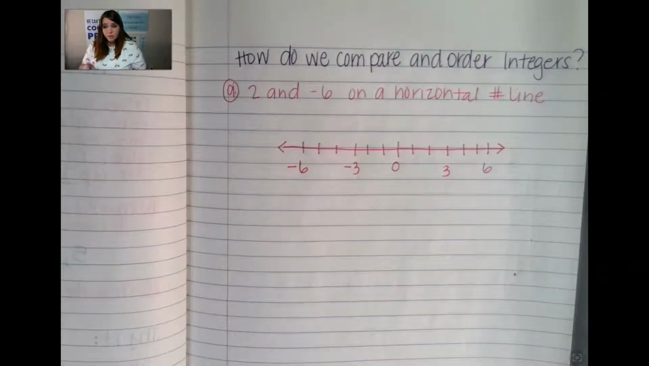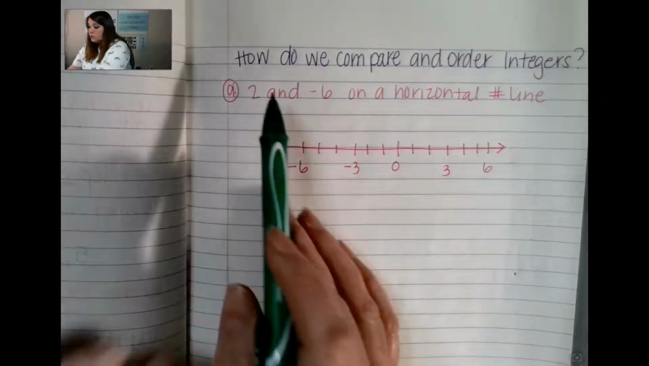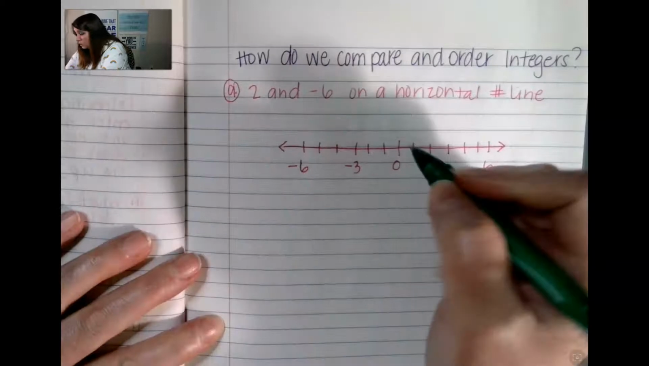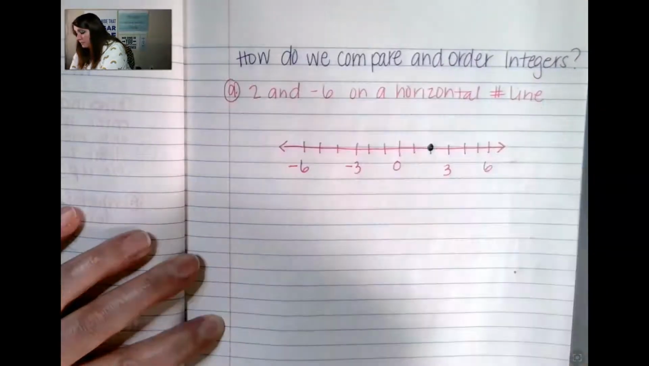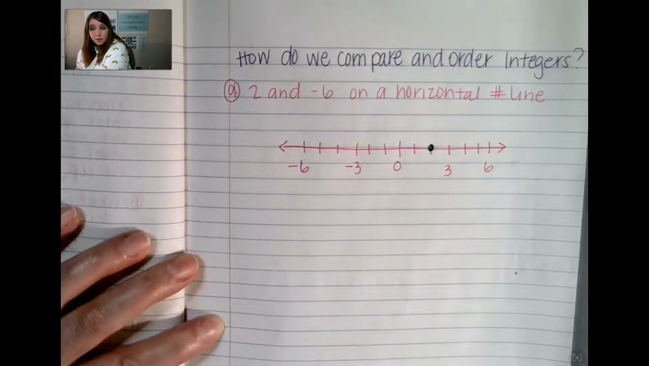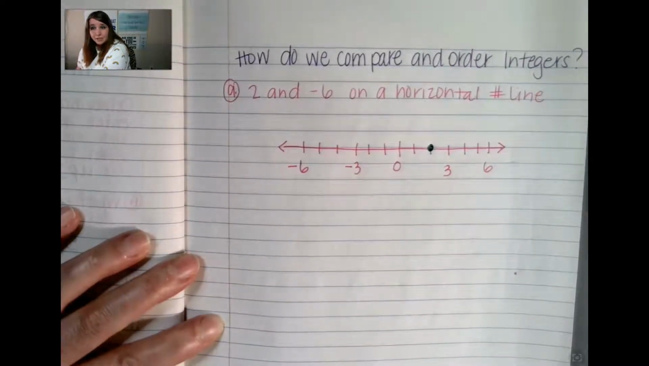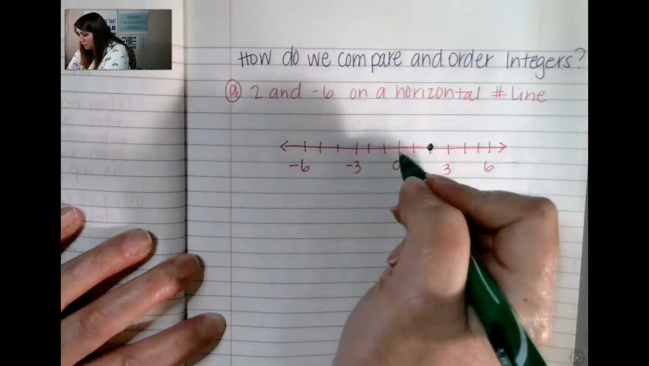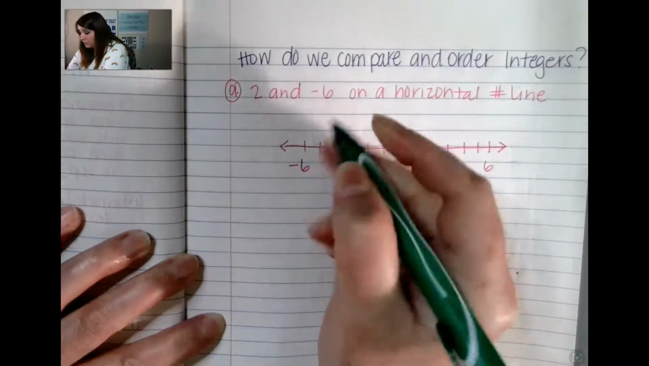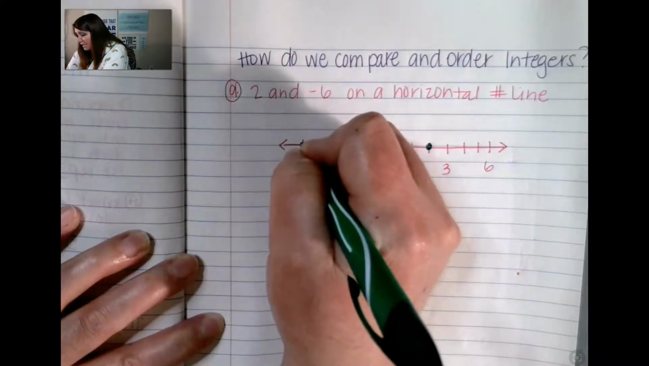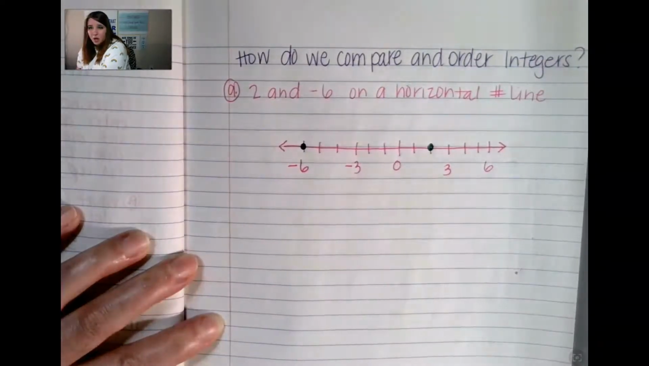So the first number that we need to look at is 2. This 2 is a positive 2, so we're going to jump 1, 2 spots and graph it. The second number that we need to graph is -6. So we will be jumping, maybe I should say ribbit, I don't know, all the way down to -6 and put a dot.